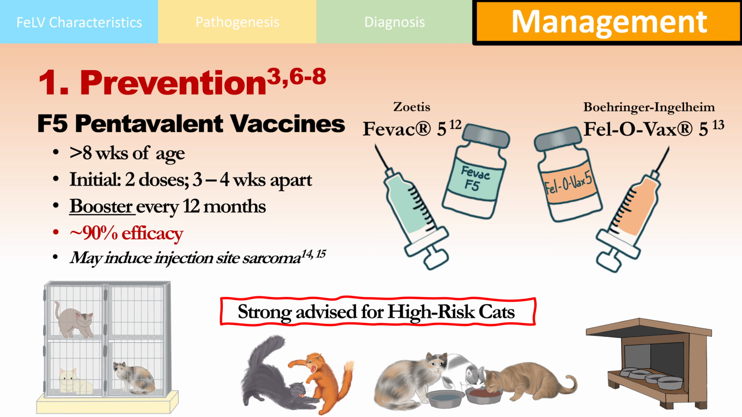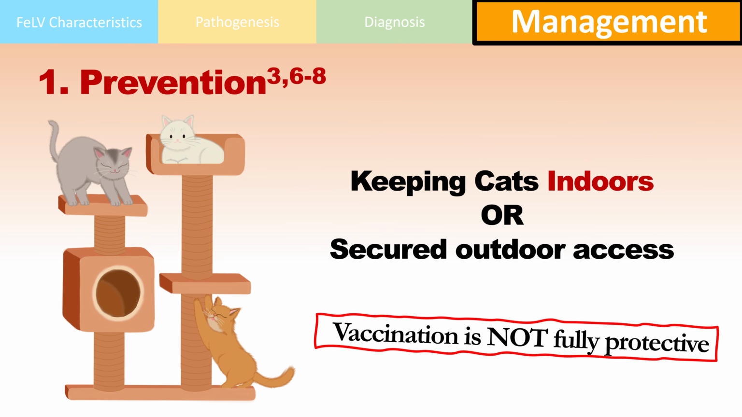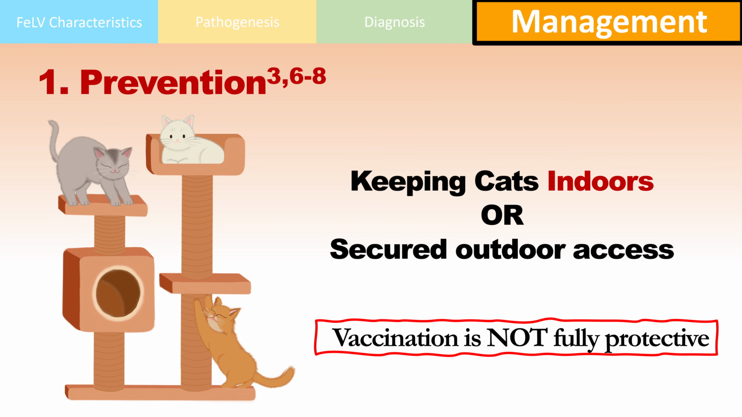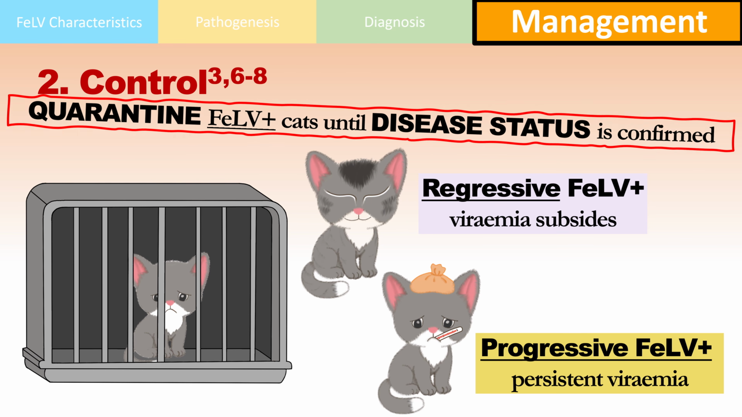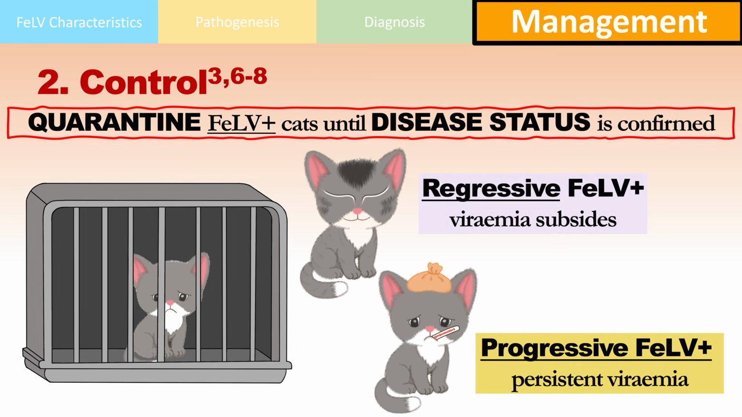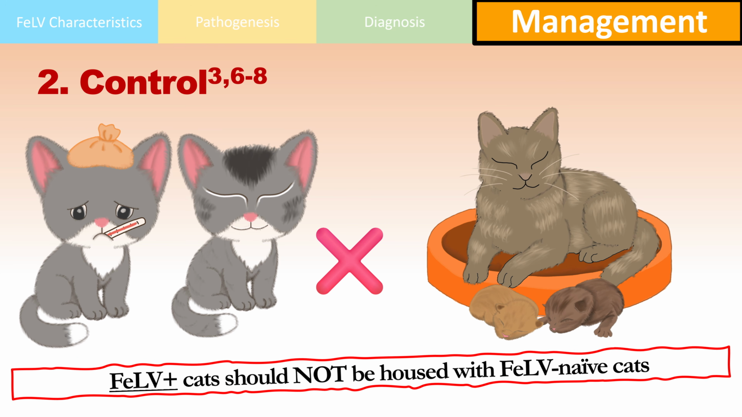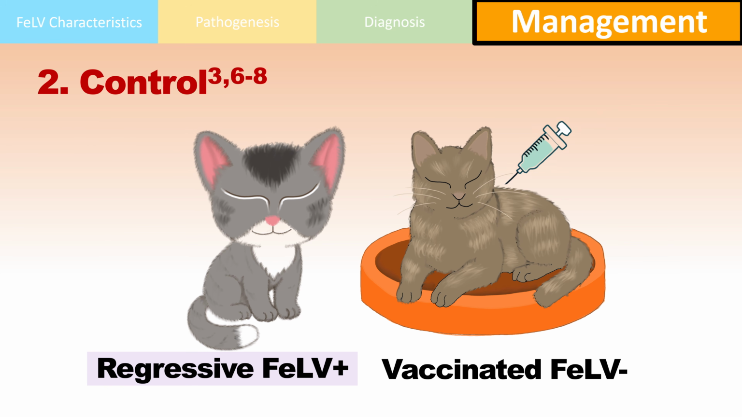Vaccination from 8 weeks is advised for at-risk cats, though an indoor-only protocol offers the best protection. Cats should be tested before introduction, with positives quarantined and retested until viremia subsides. Positive cats should never be housed with naive cats, and co-housing with negative cats is possible if all are vaccinated.